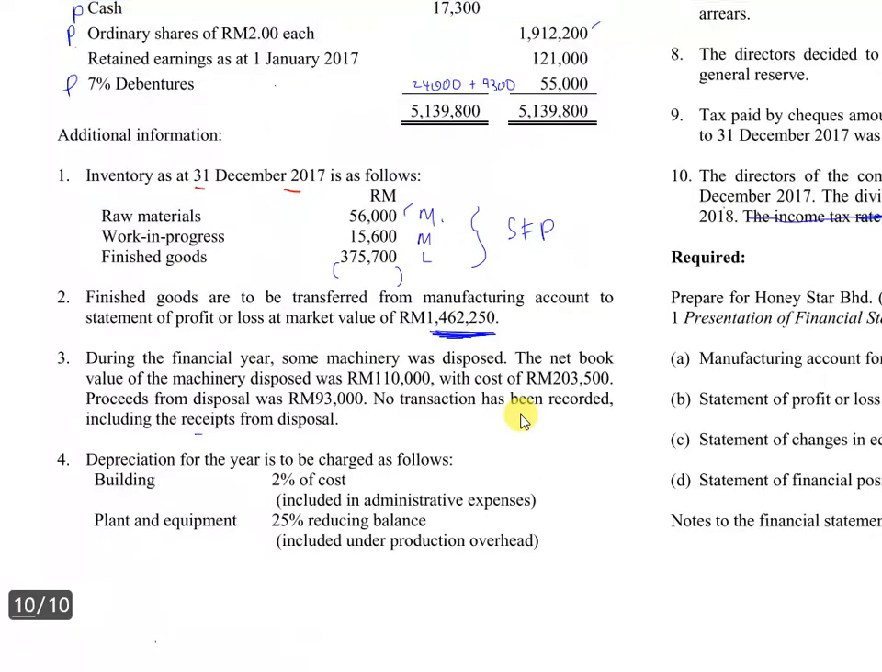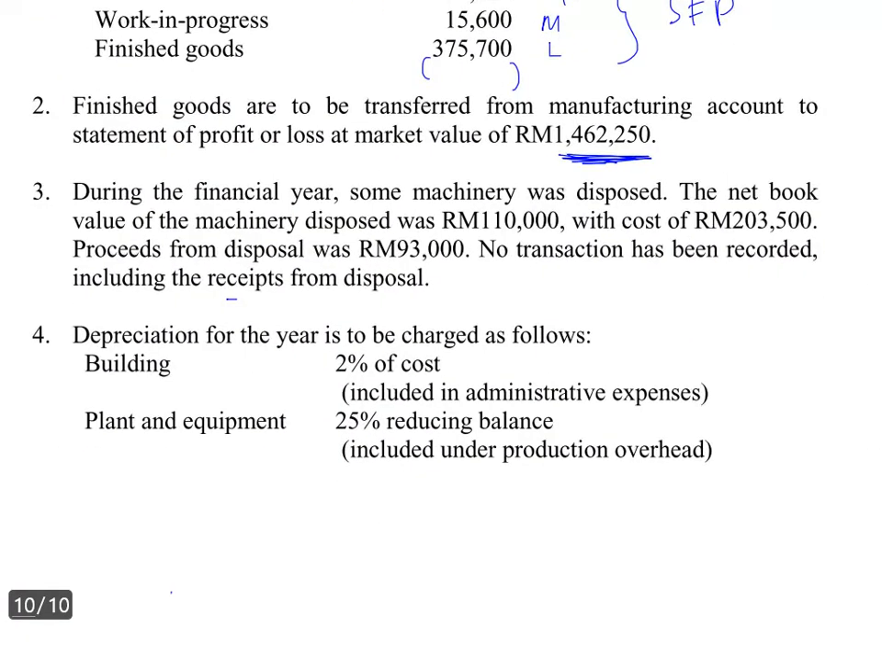We continue with note 3. We discussed a few examples just now on disposal because of this note, as well as next tutorial, cash flow. During the year, machinery was disposed. Net book value of the machine is 11. Net book value. The cost is 203. What can you find?